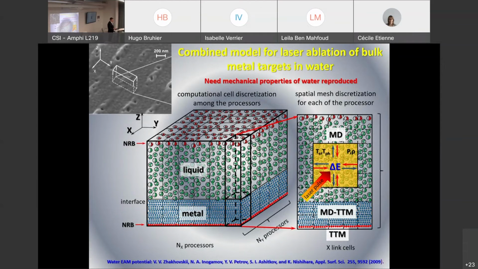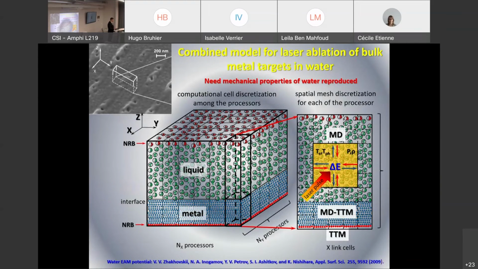So the metal will be treated with a combined atomistic-continuum model, and below, non-reflective boundary conditions. When no phase transition occurs, we can apply only the continuum approach, describing heat flux, providing cooling for the surface part of the material.